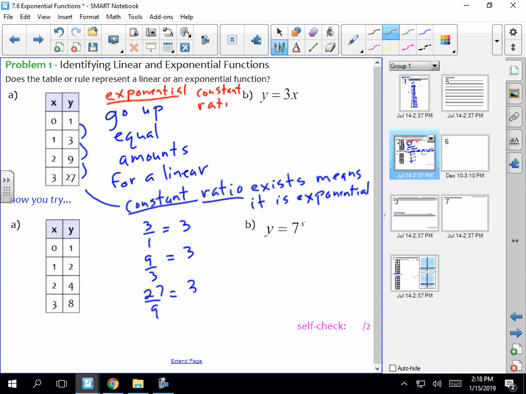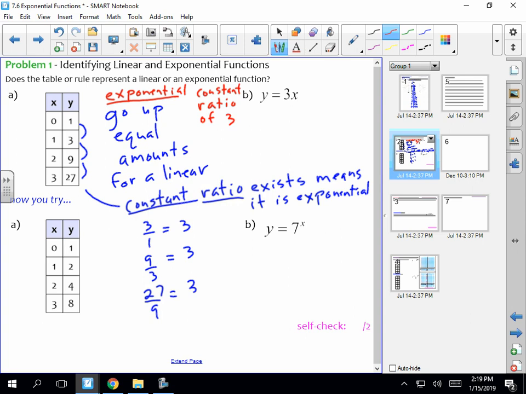Ratio of 3. Okay, so that's it. You're just telling me, is it linear or exponential? Since it's not linear, you could have just said it's exponential, but I'm telling you, I know it's exponential because it goes up by a constant ratio of 3.